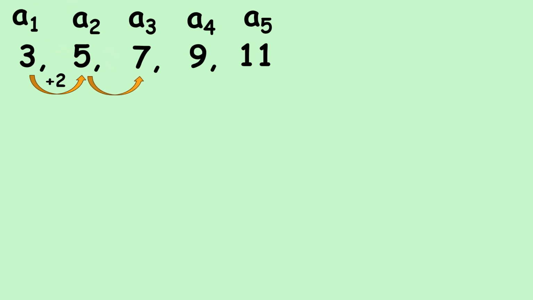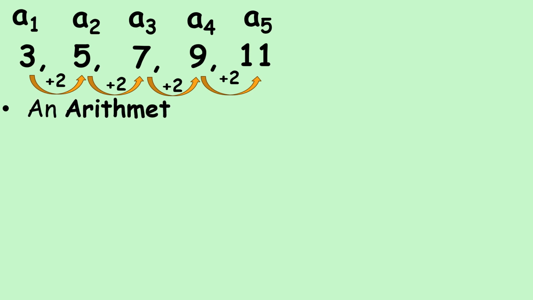In moving from 5 to 7, there is a difference of 2. And also in moving from 7 to 9, there is a difference of 2. In going from 9 to 11, we also have a difference of 2. So there is a common difference in this particular set of numbers, so we can call it an arithmetic progression.